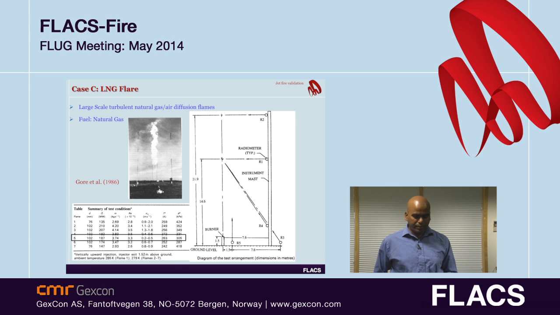Here the natural gas is released in the vertical direction at a height of about 1.5 meters from the ground level, and the radiation heat flux is measured at about 5 different locations. The direction and the location of the radiometers are given here. FLACS-Fire simulations are performed. The details are given in this slide.